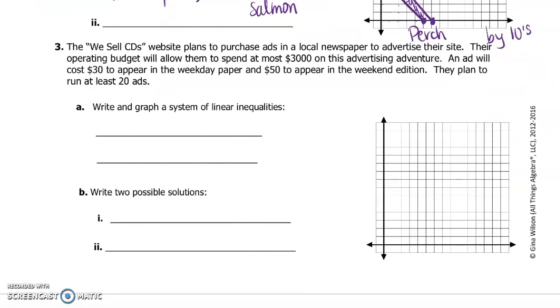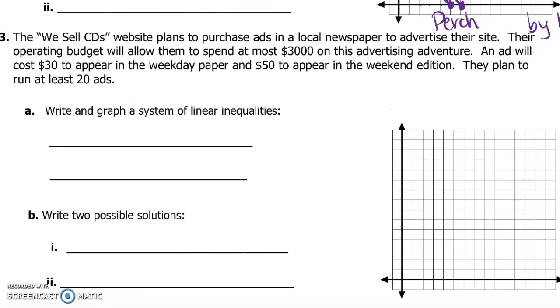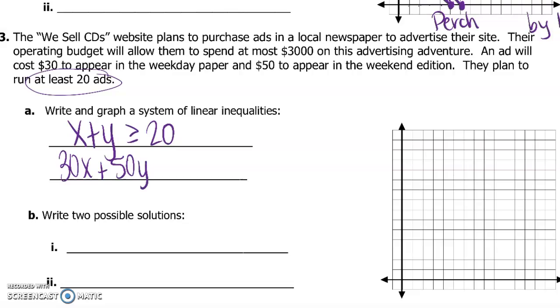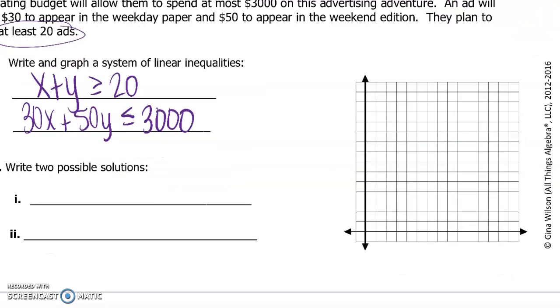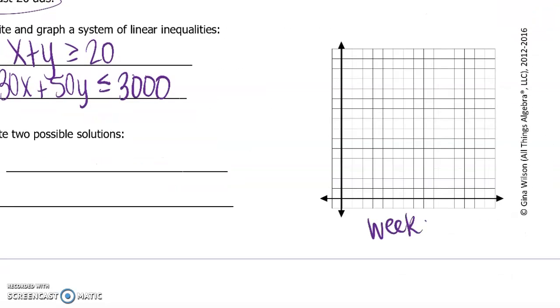Number 3 is very similar. Okay, when we have these large numbers, you're going to have to count by something other than ones. So we have at least 20 ads. X plus Y is greater than or equal to 20. And then we have $30 for a weekday plus $50 for a weekend. And we're going to spend at most, so less than or equal to, $3,000. So I'm going to put weekday for my X and weekend for my Y.